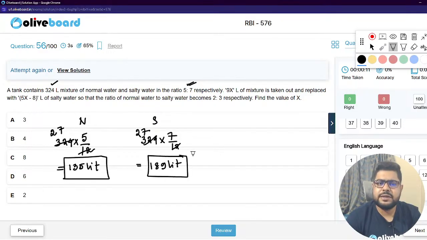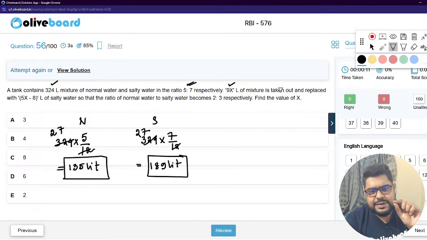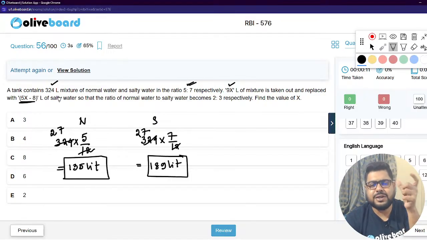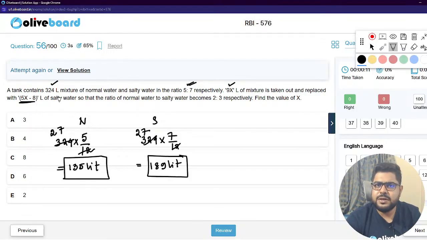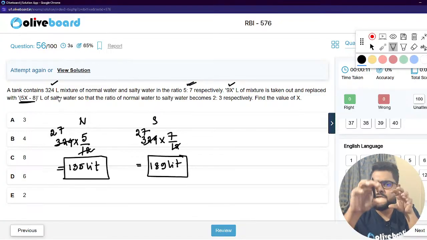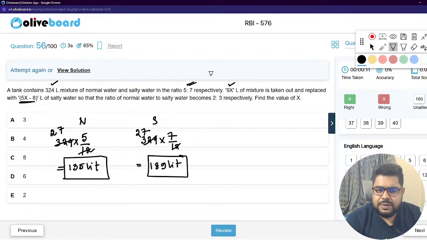Now here you see there is a very different type of replacement. 9x liters of mixture was taken out, but not exactly 9x liters of water was replaced; the quantity was different. So the traditional concept of replacement cannot be used, because the amount taken out and the amount put back in are not the same. So what I'll do is consider the 9x liters.